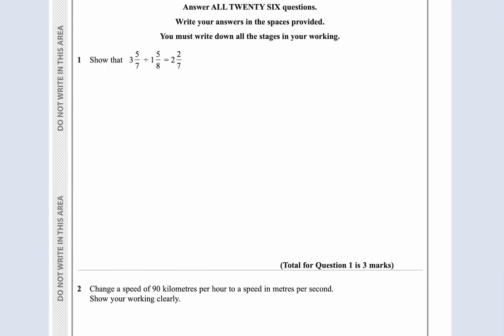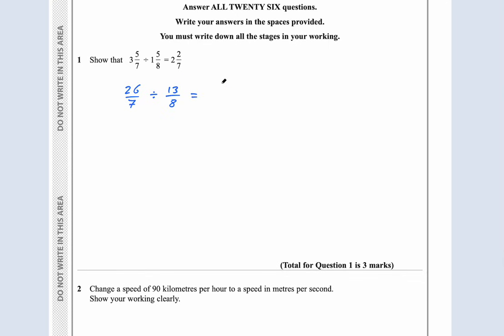Question 1. This, guys, is paper 2H from January 2023. Okay, we have dividing mixed numbers. First thing, change them into an improper fraction. So we do 7 times 3 is 21, plus 5 is 26. So it's 26 over 7, divided by 8 times 1 is 8, plus 5 is 13 over 8.